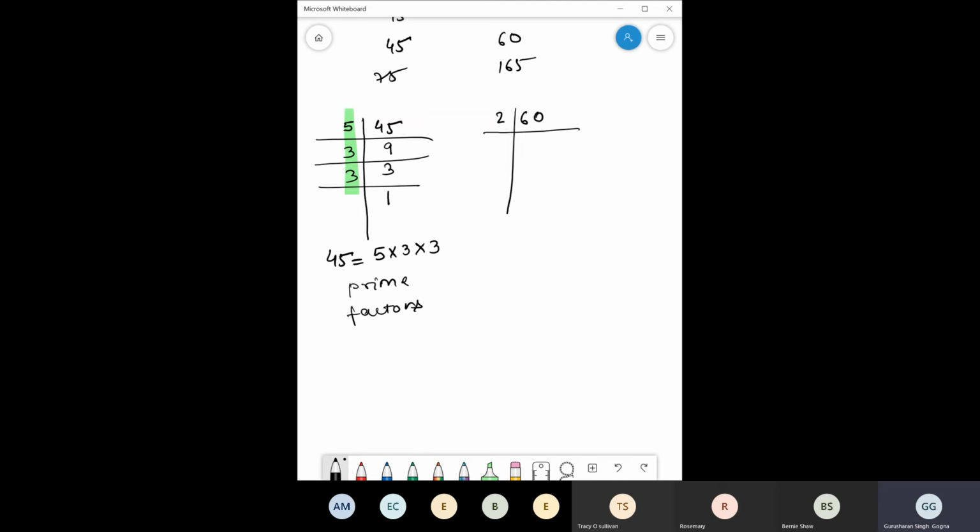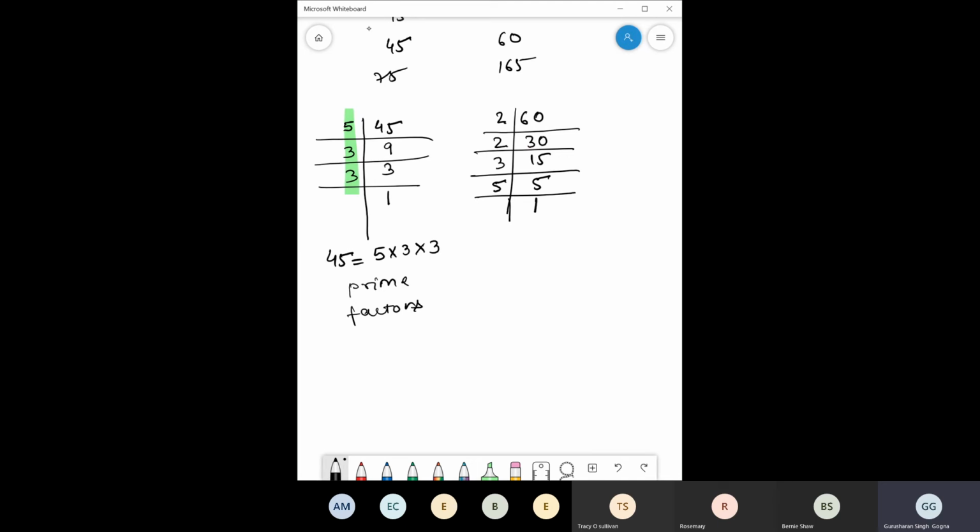I can start from 2, let's say. So 2 by 30 is 60. 2 by 15 is 30. And then for 15, I can use 3 here. So 3 by 5 is 15, and 5 by 1 is 5. So you need to work until you get 1.